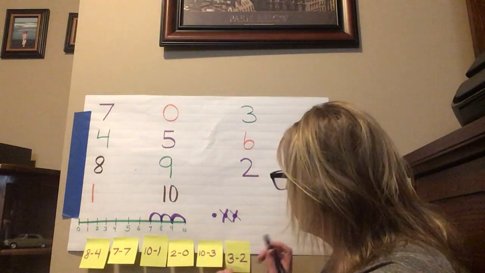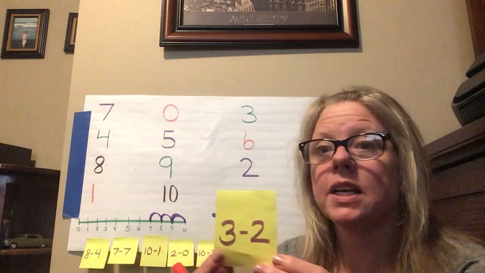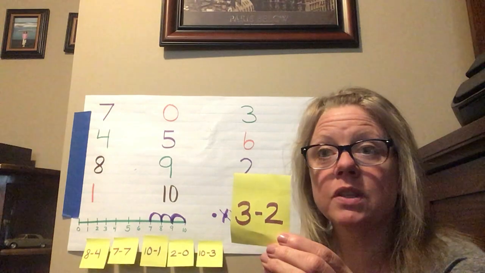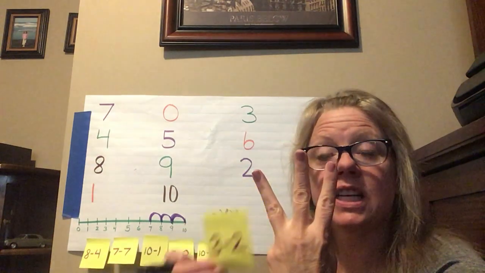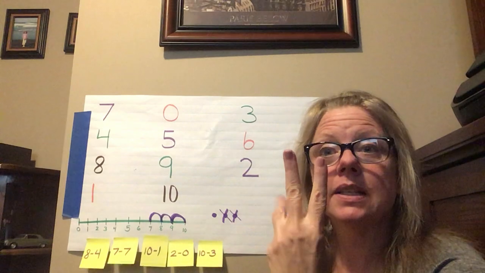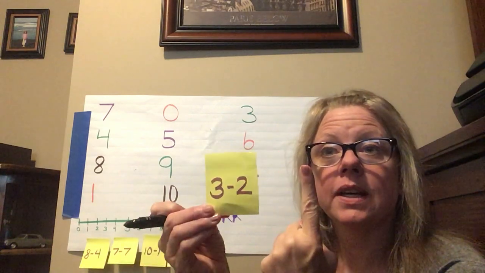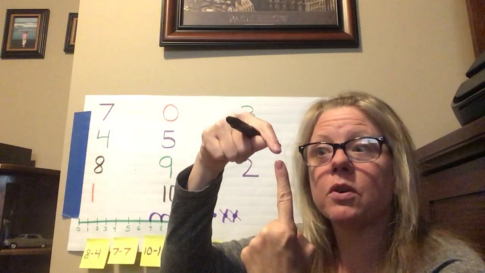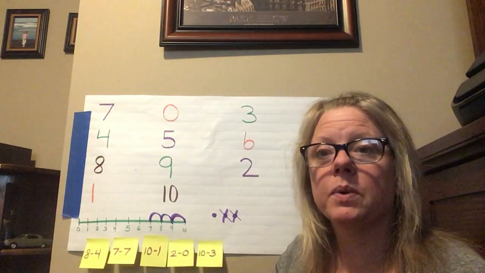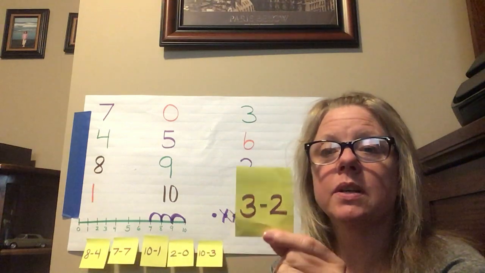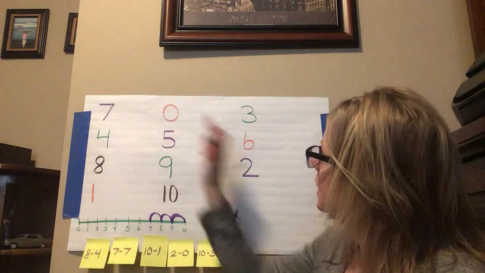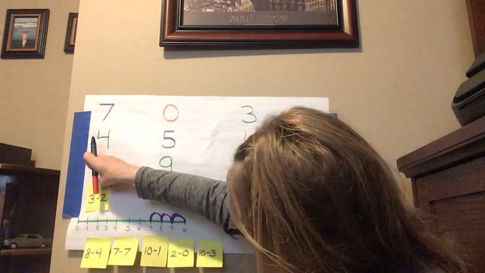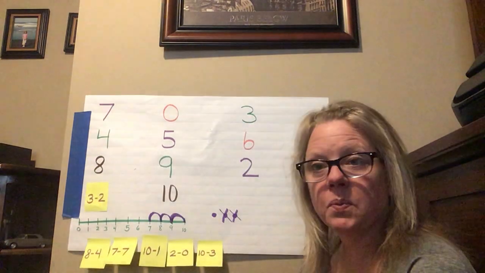All right, the first one we're going to do right here is 3 minus 2. Now, if I was going to use the strategy of my fingers, I can hold up 3 fingers, take away 2 fingers. How many fingers are left? 1. And I can check my work by counting. 1. 3 minus 2 equals 1. So can you find 1 up here? Point to it. There it is. All right. Put the post-it note right there.